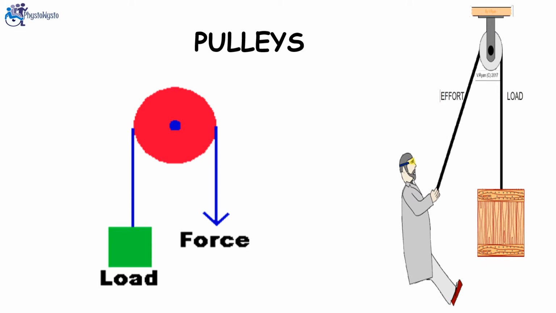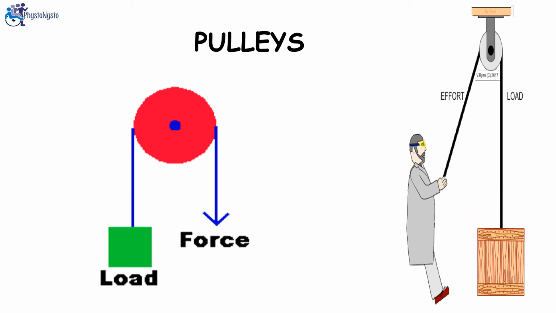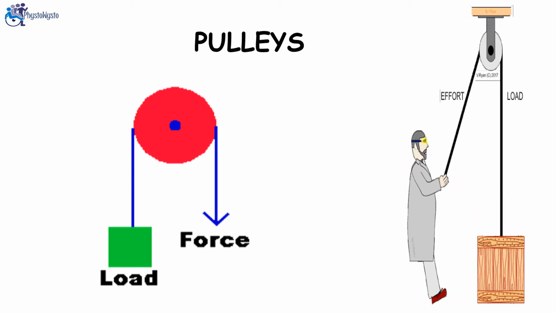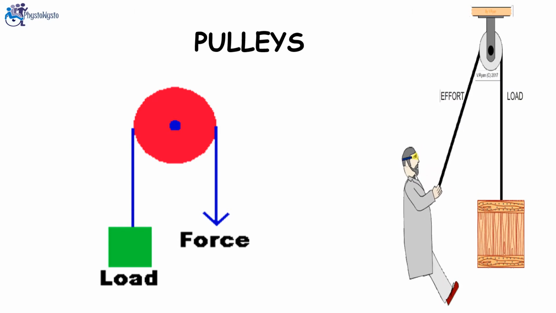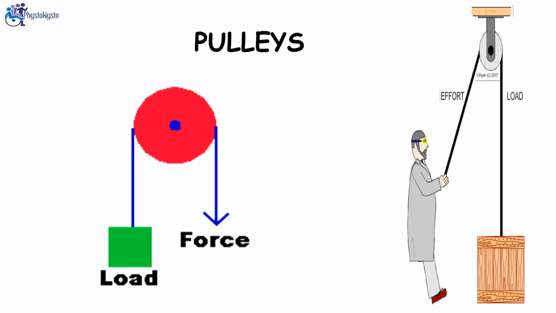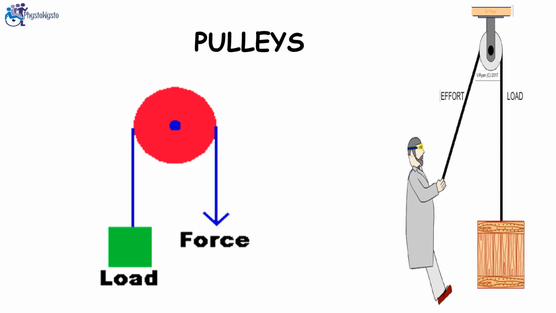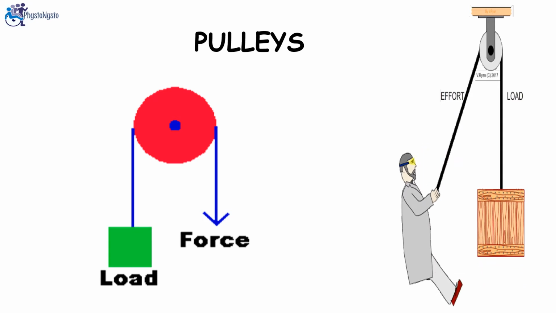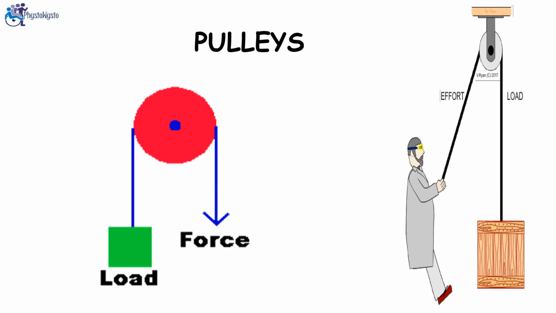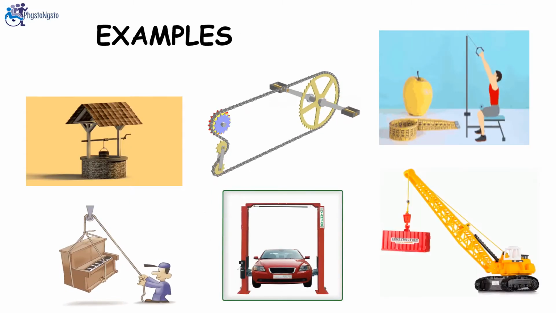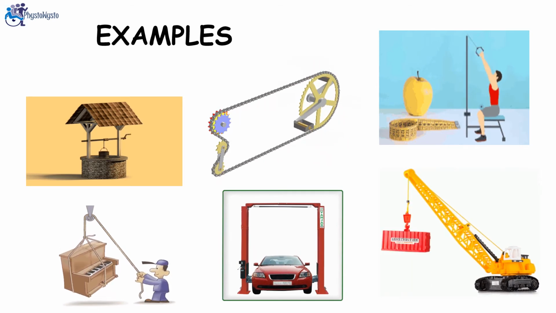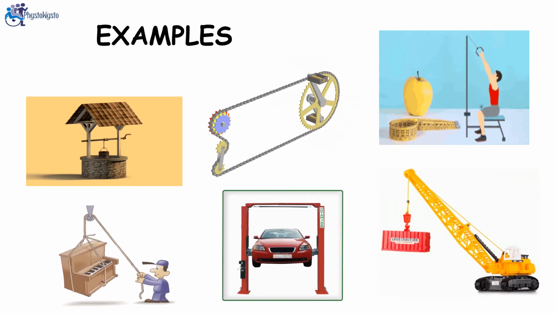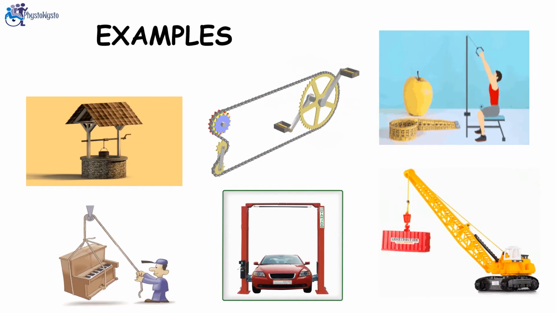So a pulley is defined as a grooved wheel with a rope passing in the groove. A load is attached to one end of the rope and the effort is applied to the other end. A pulley changes the direction of the force and makes it easier to lift things. Pulleys make work easy in our daily routine. We use lots of simple machines in the form of pulleys.